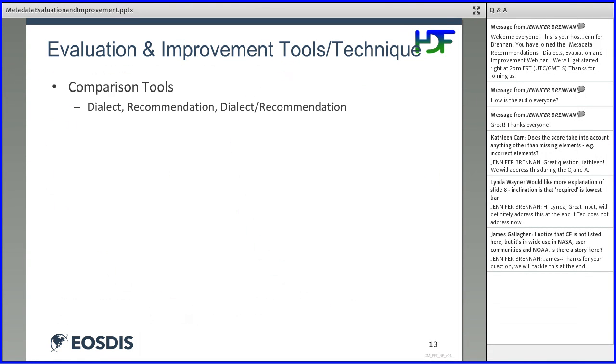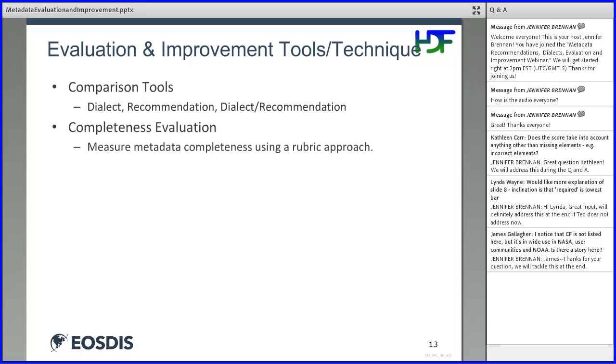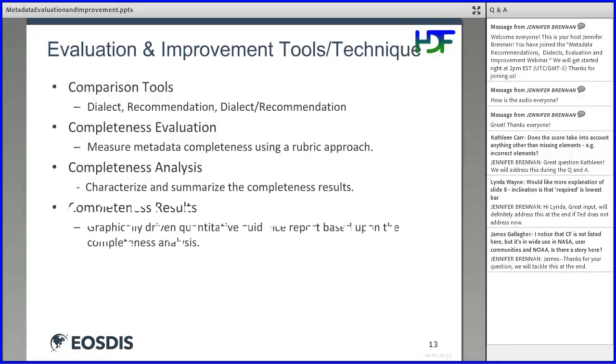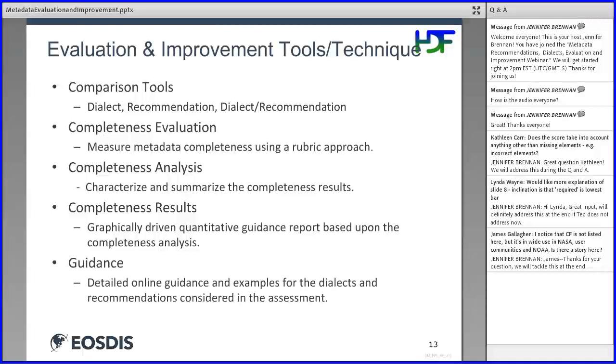Okay, so we have a number of different tools that we're developing and experimenting with: tools for comparing dialects and recommendations, tools for evaluating the completeness of metadata records, tools for analyzing that completeness and summarizing the results, and then useful graphical displays of those results. And finally, guidance, which is what people use to improve their results.